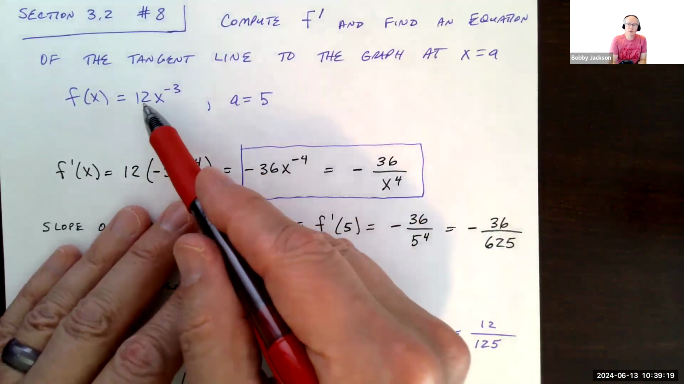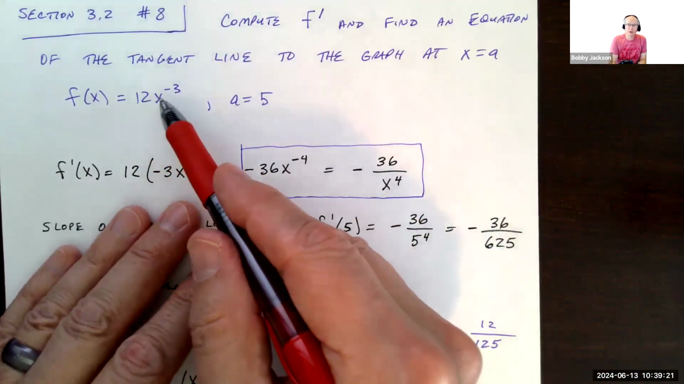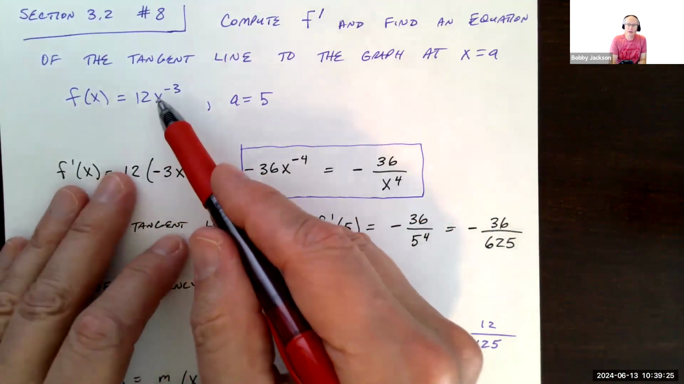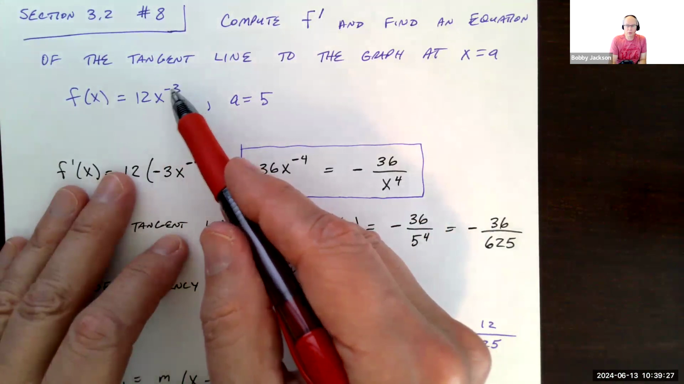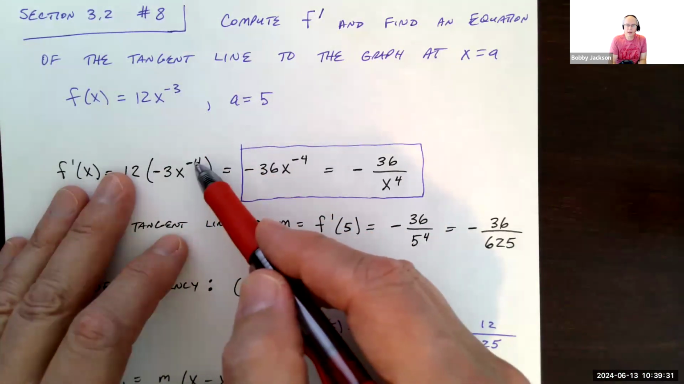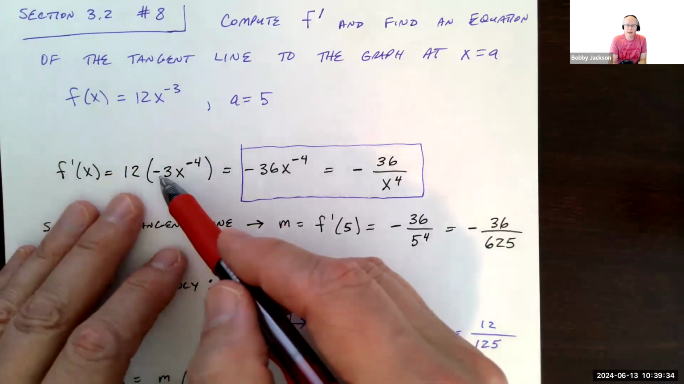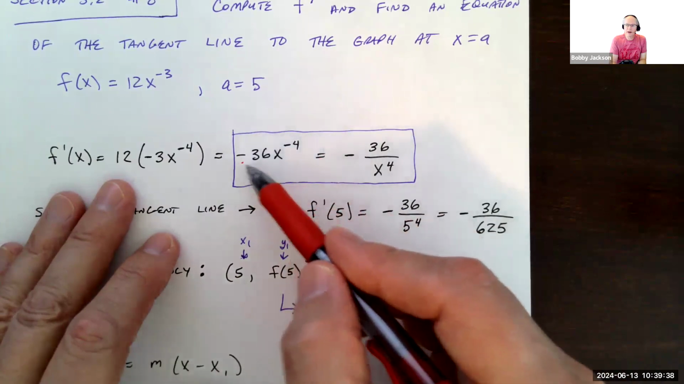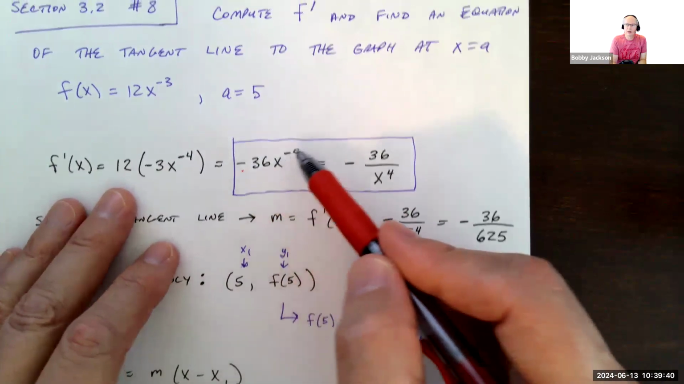First of all, 12 is a constant multiple of x to the negative 3, so I can pull that 12 out. And then I take the derivative of x to the negative 3 with the power rule, bring the negative 3 down, x to the subtract 1 from negative 3, negative 4. 12 times negative 3 is negative 36, x to the negative 4. And this is a fine answer in this case.